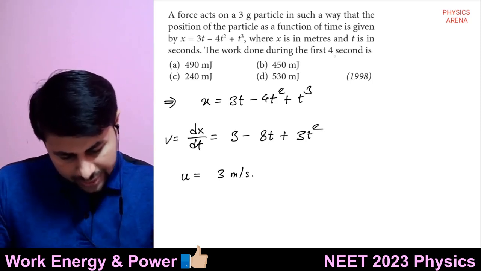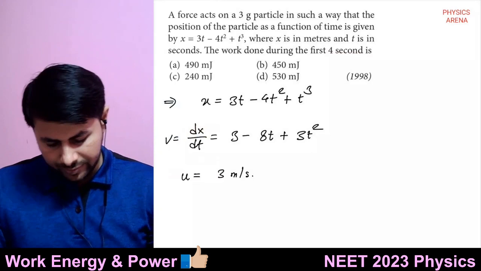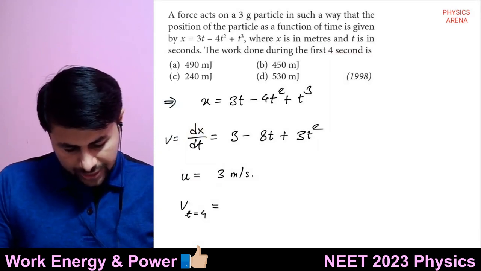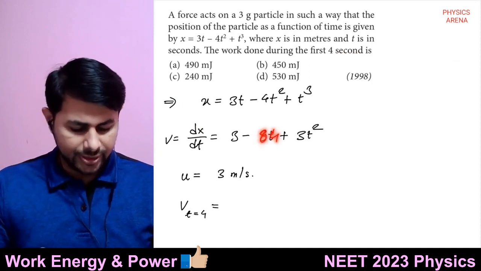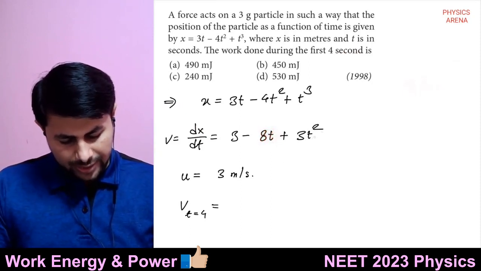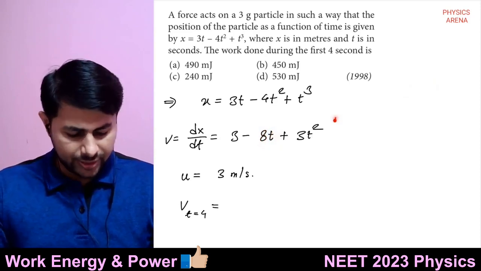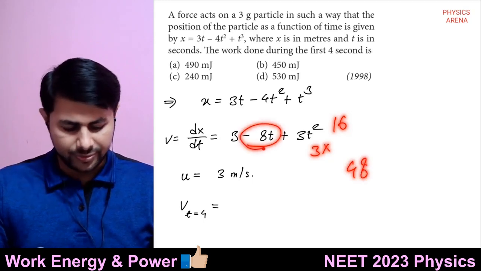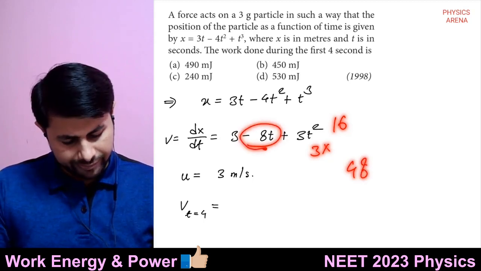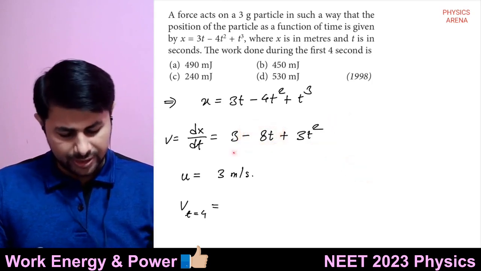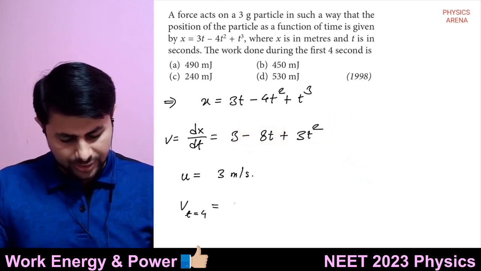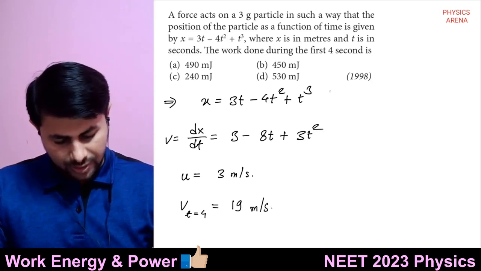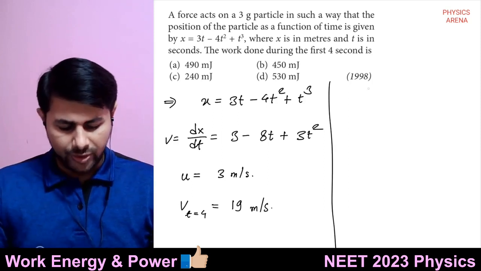And the velocity at 4 seconds is, suppose, v. So v is at t equals 4. How much is that? 8 times 4 is 32, and this is t square, so 16 times 3 is 48. 48 minus 32, how much? 16. 16 plus 3, how much? 19. Right? 19 meters per second. And then what will be the work done?